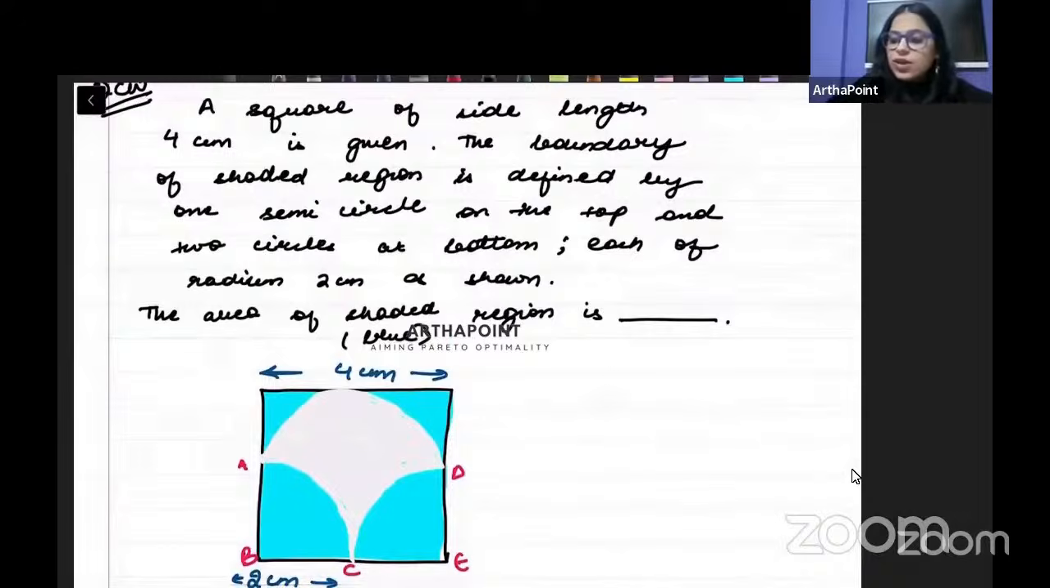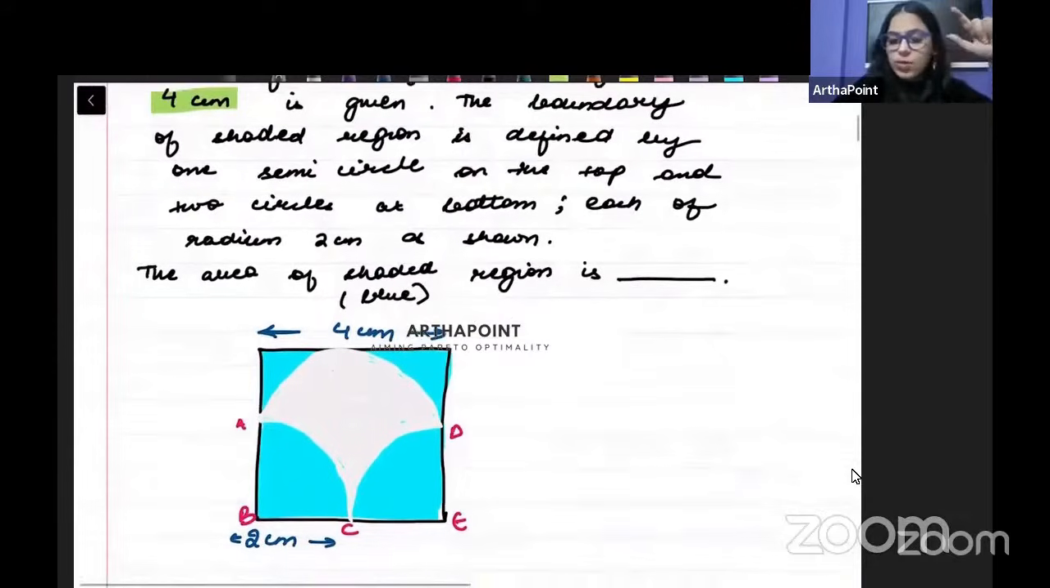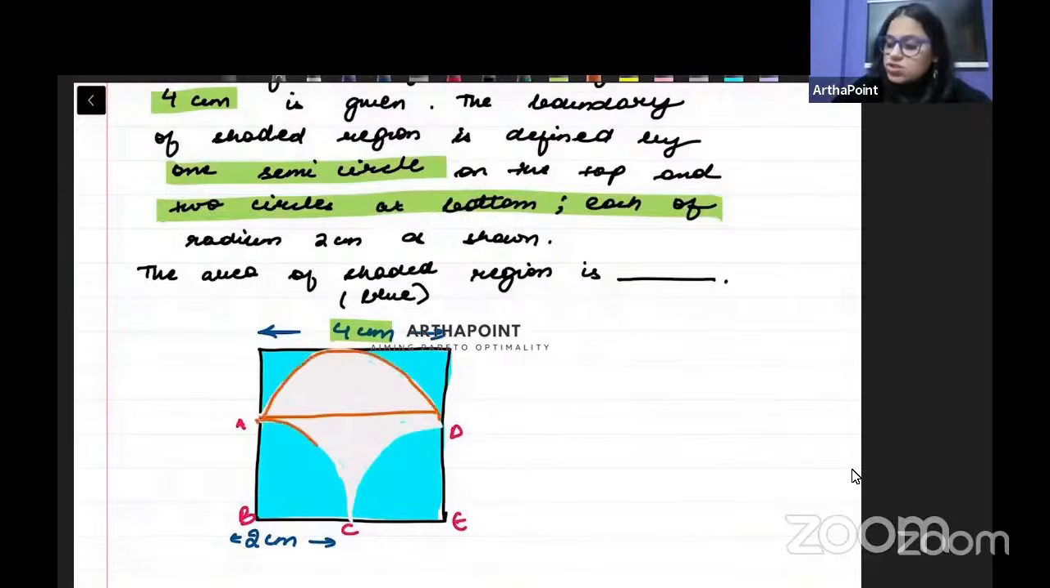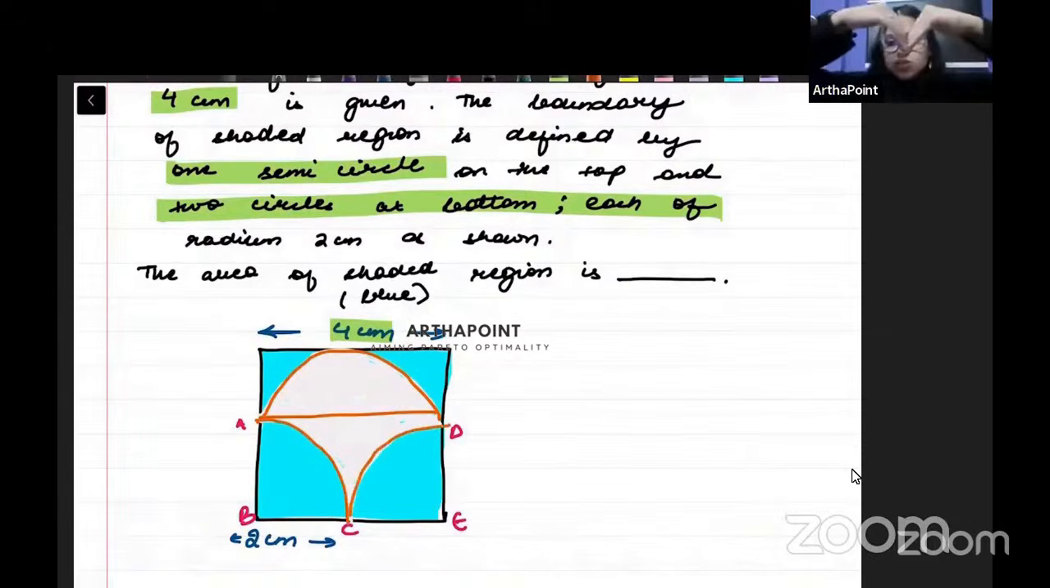This says a square of side length 4 centimeters. So you are given that the length of the square is 4 centimeter and the boundary of the shaded region is defined by one semicircle on the top and 2 circles at the bottom. So ध्यान से देखो बच्चे. It says there is this one semicircle that has been formed. And there are these 2 circles which have been formed. जो circle पूरे दिख नहीं रहे हैं. These are these 2 circles that we have to go ahead and we have formed.